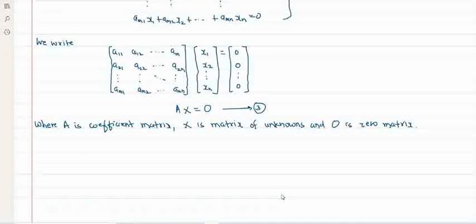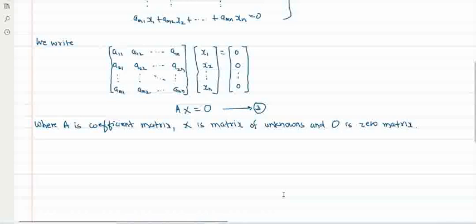Now suppose you discuss the consistency of these equations. What is your opinion about the consistency? This equation is always consistent. What is the rank of A and the rank of the augmented matrix?